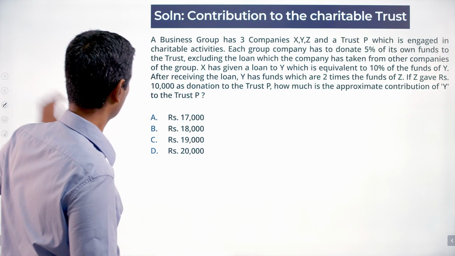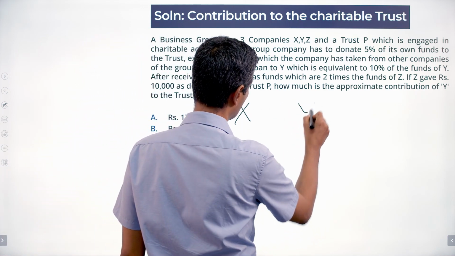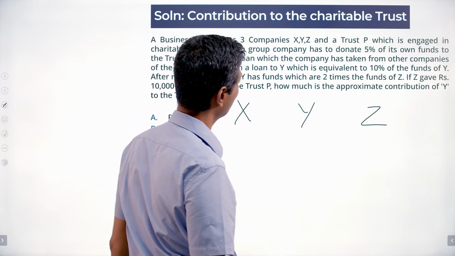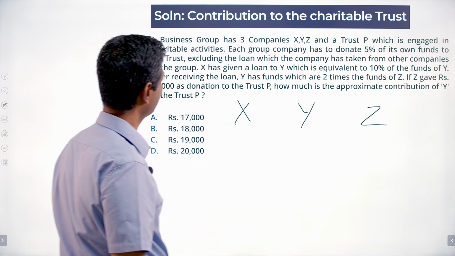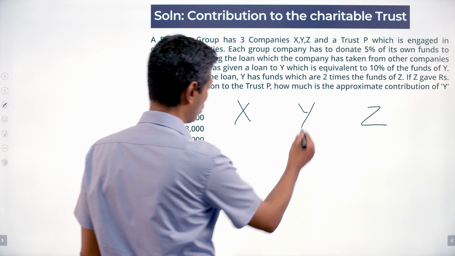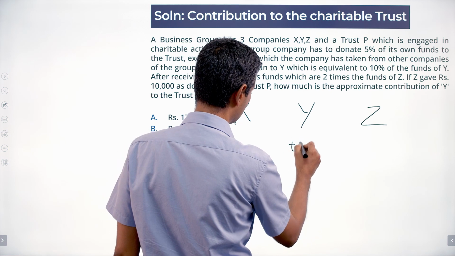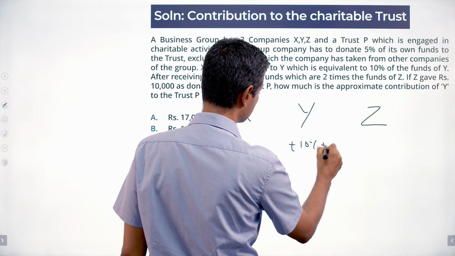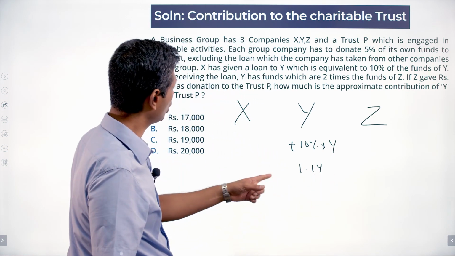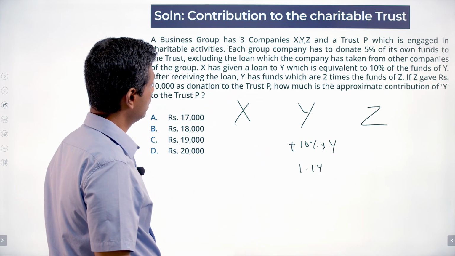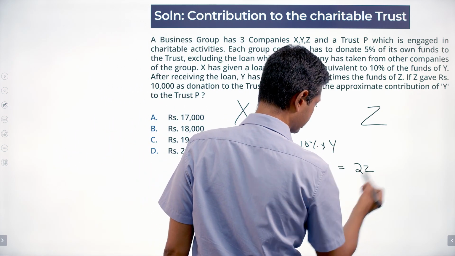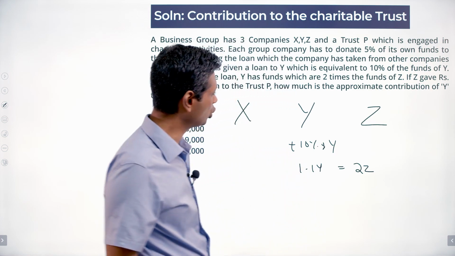Super. So we have X, Y, and Z. Let's say they have amounts X, Y, and Z. X gives some amount to Y. X has given a loan to Y which is equivalent to 10% of the funds of Y. So Y had Y, plus 10% of Y. So Y will now have 1.1 Y. This amount 1.1 Y is equal to 2 times the funds of Z. 1.1 Y is 2Z. With this we can find out Y.